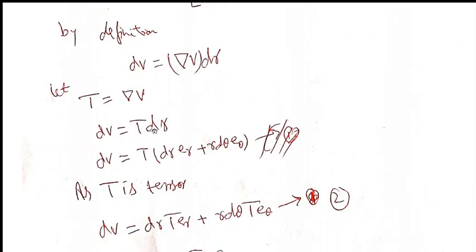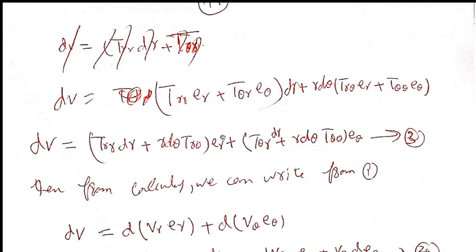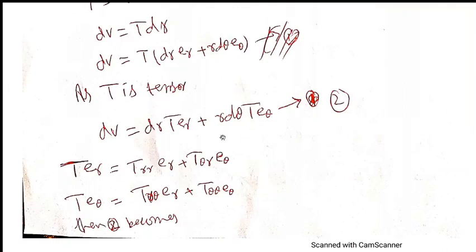Now you know what dr is. This is from your previous lecture. dr is dr Er plus r d theta E theta, where you have the differential of r. And you know that T is a tensor, so you have equation number 2: it will be dr T Er plus r d theta T applied to E theta.